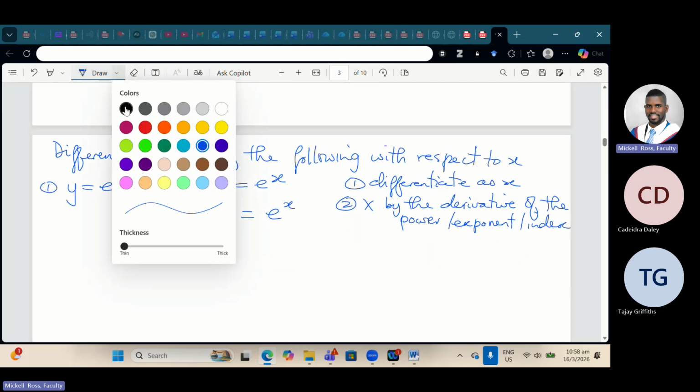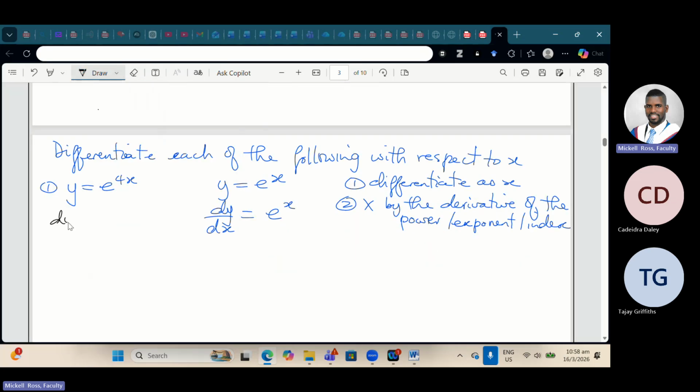So this, I would go ahead and write it as dy dx is equal to e to the 4x multiplied by the derivative of the exponent. If I differentiate the exponent, I'm just going to get 4. So this is going to be 4e to the 4x. So that's what I would get for my answer. All right.